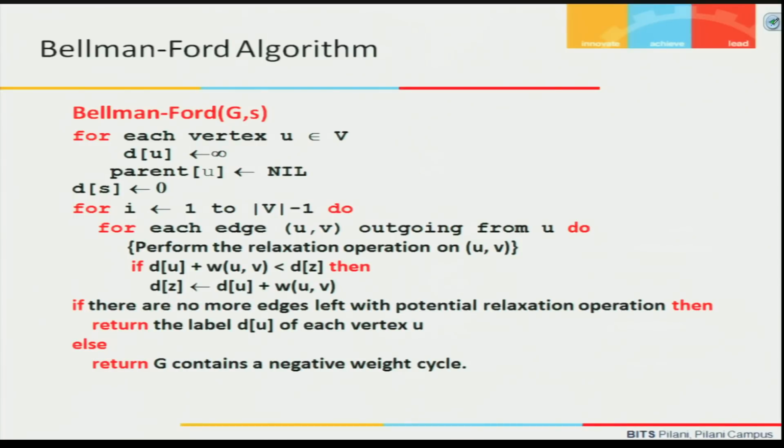So, for i equal to 1, we are going to look at all the edges of length 1 going out from u and do the relaxation for them. If there are no more edges left for relaxation, we return the label d[u], which gives the length of the shortest path from s to u.